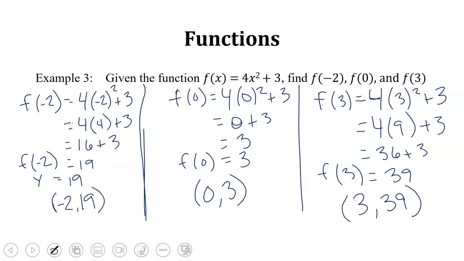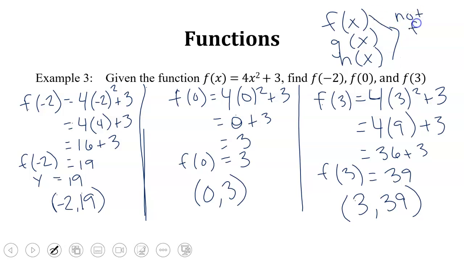So all of those points are on our functional graph. All right, it's really important. In the homeworks or other problems, you might see f of x, g of x, h of x. They all mean the same thing. But it's very important to remember that it's not f times x. It's a function of x. They're not multiplying. That is just telling you what the x coordinate is.